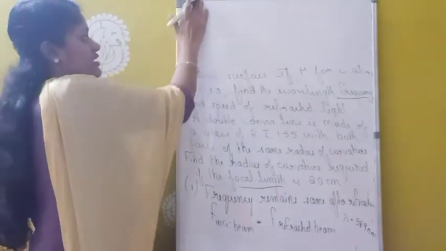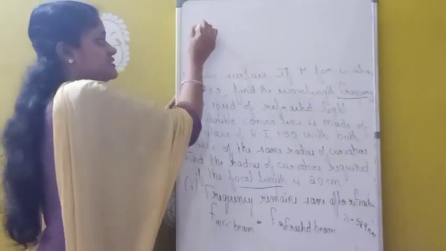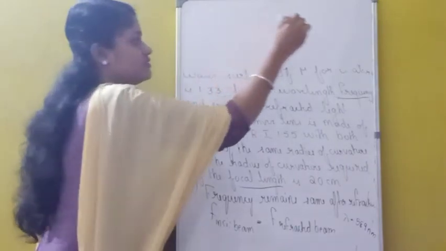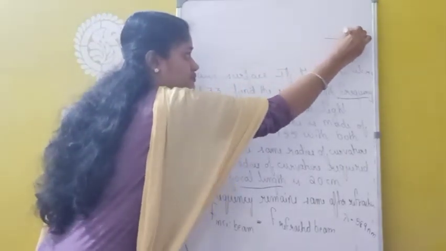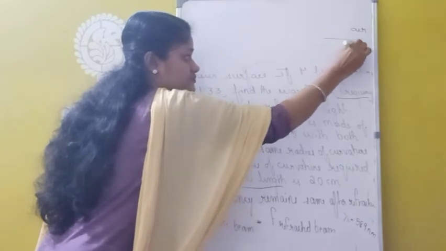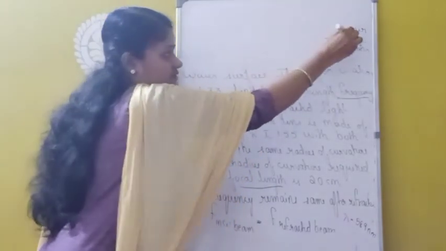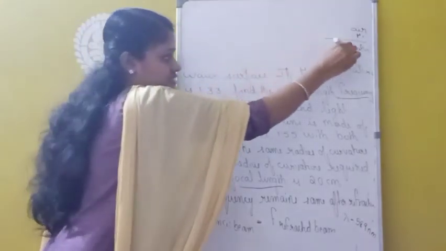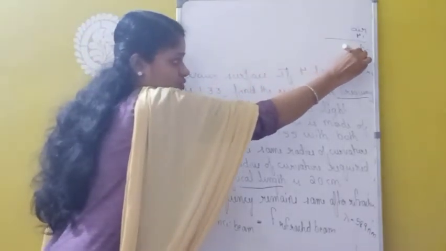Now we have the formula for refractive index. Here we have two media. Light is traveling from air to water. So this is air and this is water. Air has refractive index, I am taking it as N1 or mu1, and water has refractive index mu2.